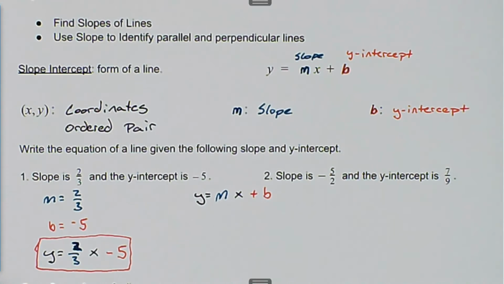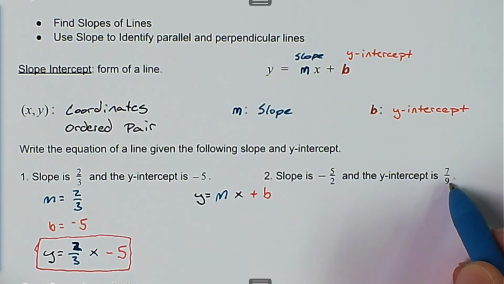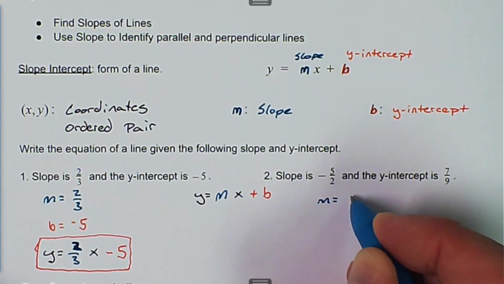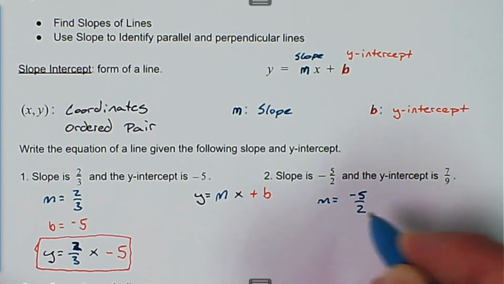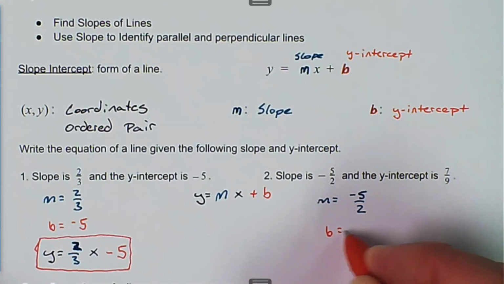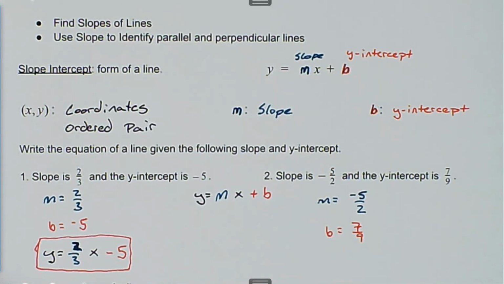Then we have another example. Slope is -5/2, and the y-intercept is 7/9. So in this case, we have our slope is equal to -5/2, and our y-intercept is equal to 7/9. And we're just going to substitute those values in again.